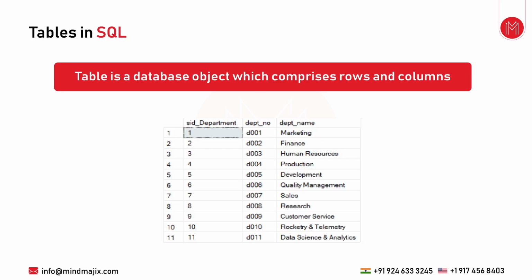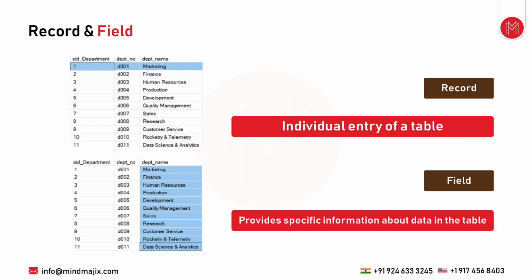Now what is a table? A table is a database object which comprises rows and columns. A table is always in a tabular format which is made up of some rows and columns. Now a table has two important components. One is record and the other one is field. As you can see in the image, a record is an individual entry of a table, and a field provides specific information about the data in the table. To be very precise, a record is a single entry or a row, and the field is a value that is available in a particular column.